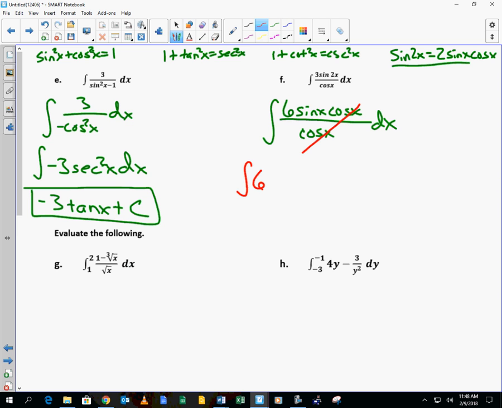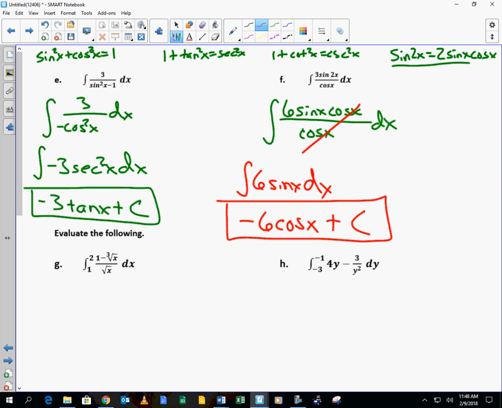The integral of 6 sine of x dx, is it a positive 6 cosine or a negative 6 cosine? Negative 6 cosine of x plus a constant. If you don't put the plus constant, I take points off on the test.